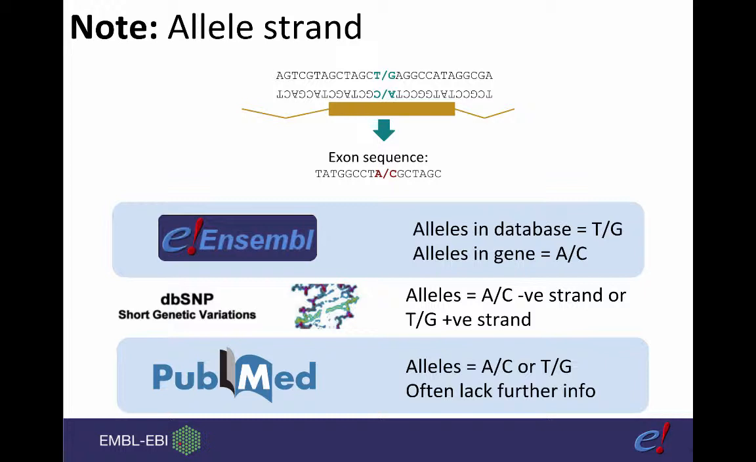dbSNP will report both, depending on the gene location, and PubMed really depends on what the author who's writing the paper decides to write, either in the context of the gene or the reference allele, and often this lacks further information, so they may not even state which one is which. This is why we need to always run these quality checks when we import variant data to Ensembl.